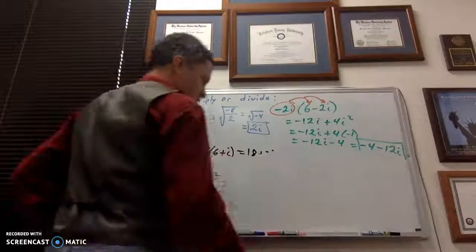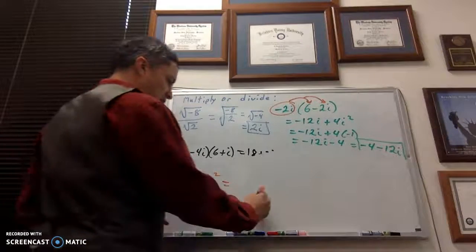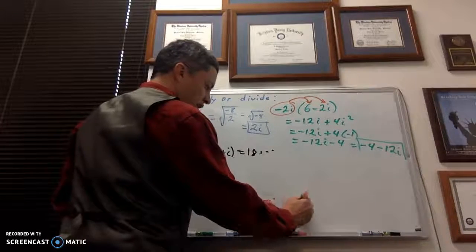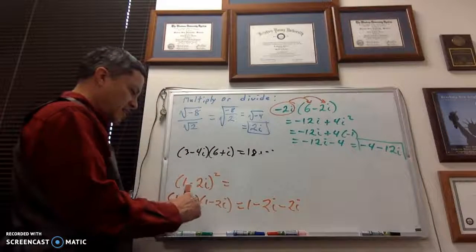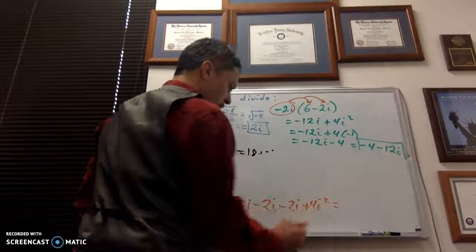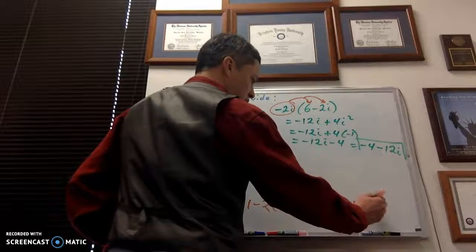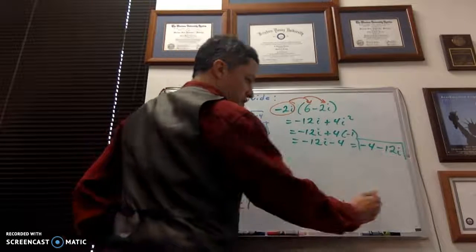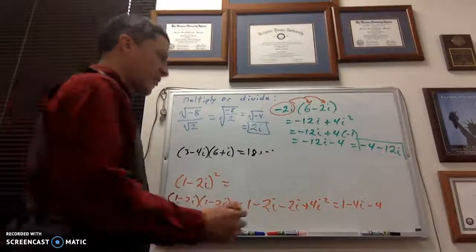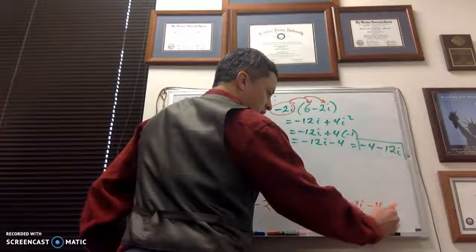Okay, so first, outer, inner, last. 1 times 1 is 1. 1 times negative 2i is a negative 2i. Negative 2i times 1 is a negative 2i again. Negative 2i times a negative 2i is a positive 4i squared. Combine like terms, we've got 1 minus 4i. And then over here, remember, i squared is a negative 1, so this is really going to be a minus 4, right? I did skip a step or two this time. So that gives me 1 minus 4, which is negative 3, minus the 4i.